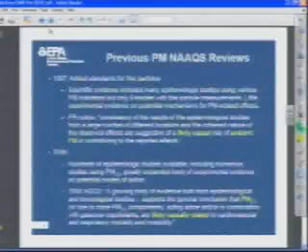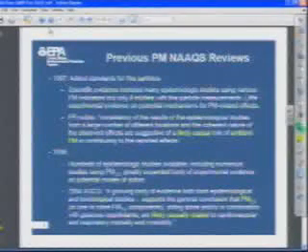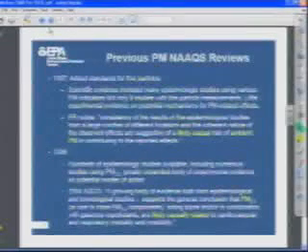In 1997, stepping back for a minute, there's a slide at the back of the presentation that shows the history of the reviews. We established PM standards in 1971 based on total suspended particulate matter. And we've continued to review those standards as we've gone through. In 1997, we added standards for fine particles, or PM2.5.